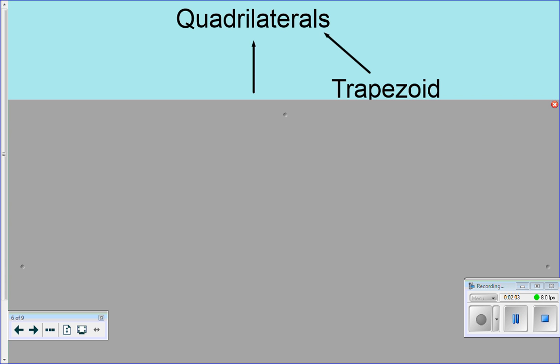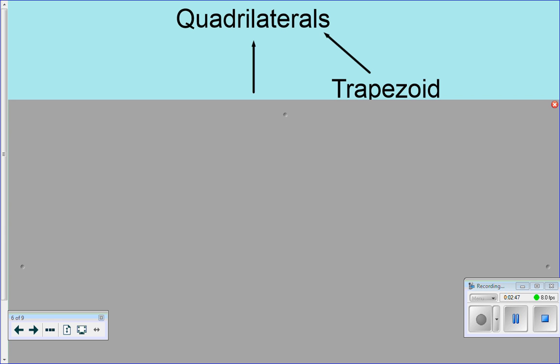Rectangle, parallelogram, square, or rhombus? Square, rectangle. Which one could all 3 of these be? Or all 4, which one could all 4 of them be? So a parallelogram can be a square? No, okay, no. Can a rectangle be a rhombus? No. But what do we know about a rectangle that a rhombus does not have? 90-degree angles.